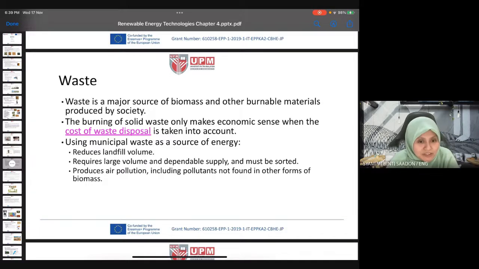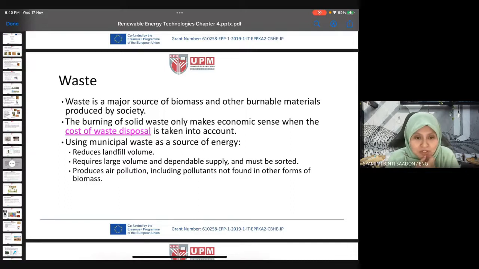So if the cost of disposal of this waste is higher than the energy that we get from the waste, maybe it doesn't make sense, or it's not really valuable, if you don't take into account the cost of the disposal as well. So that is one of the criteria that need to be considered when using this waste as a source of biomass.